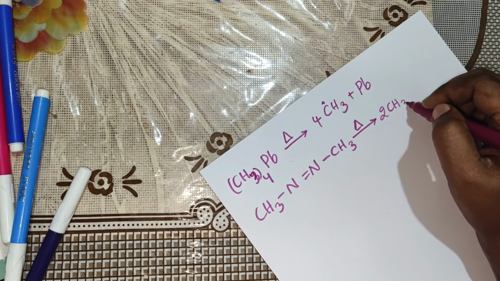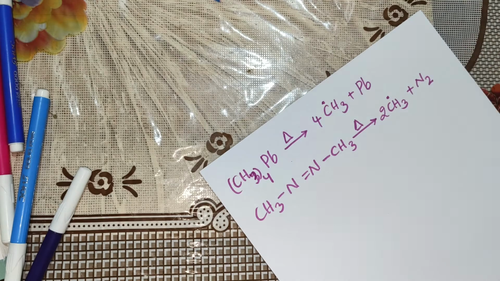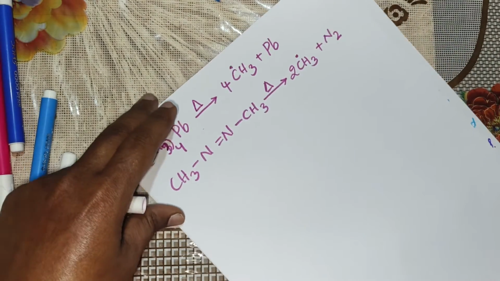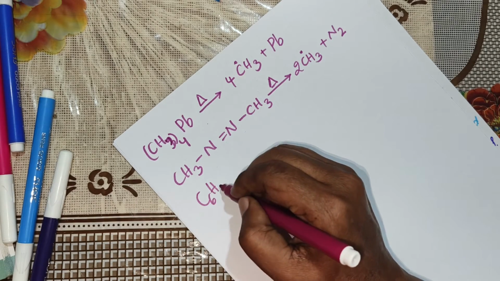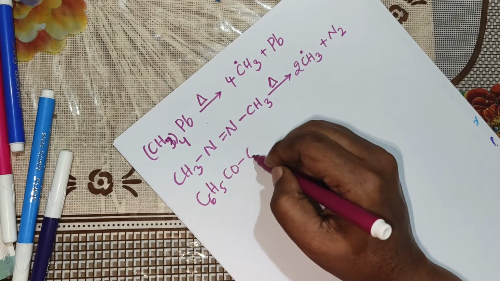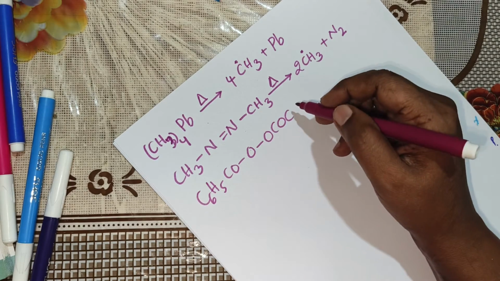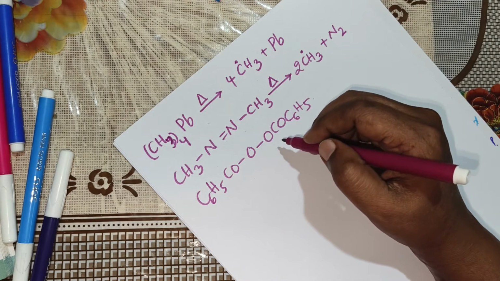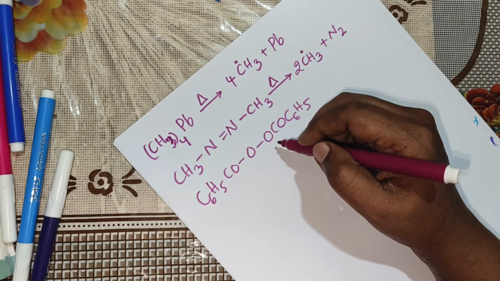2CH3 free radicals are formed and removal of N2 gas takes place, we can say here. And the next one, C6H5COOCOC6H5, yes, here it is benzoyl peroxide.